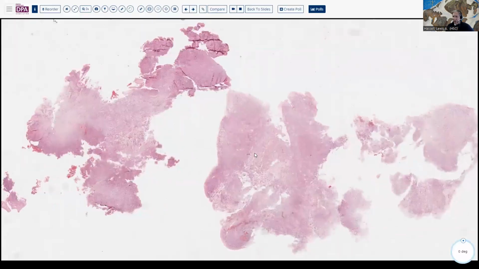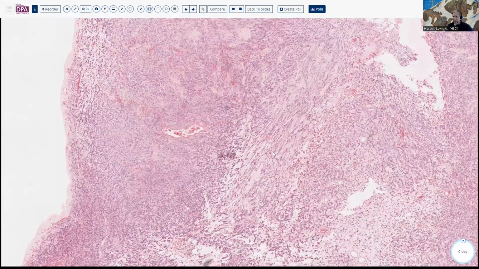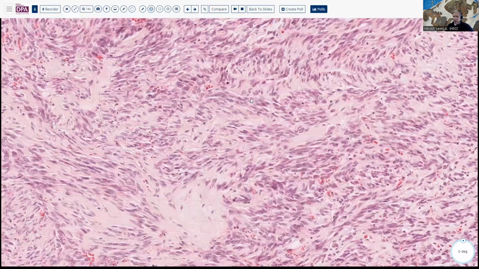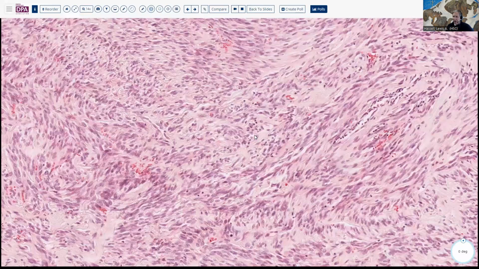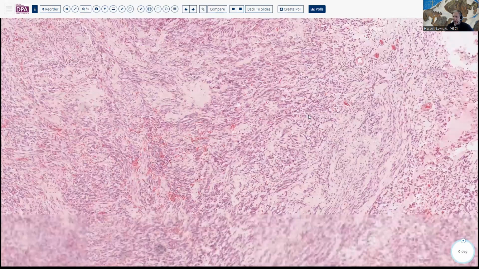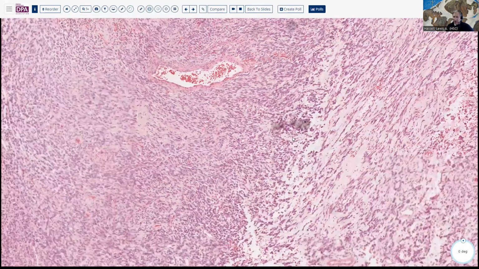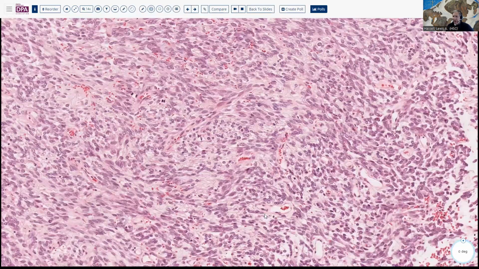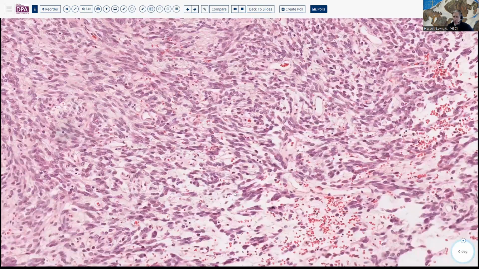Here's another example, sort of shelled out. And you see here there's sort of a pattern, but it's really not a definitive characteristic pattern. So sometimes people have used the term patternless pattern. It looks like it ought to be something, but it's not really herringbone. It's not really fascicular. It's not really schools of fish.